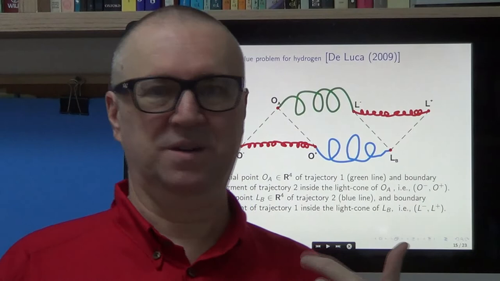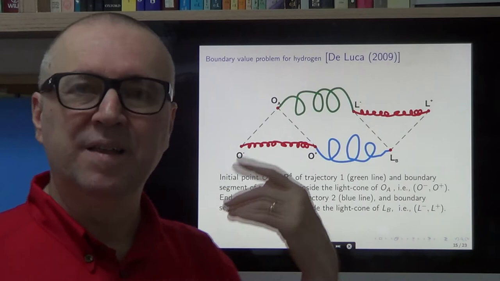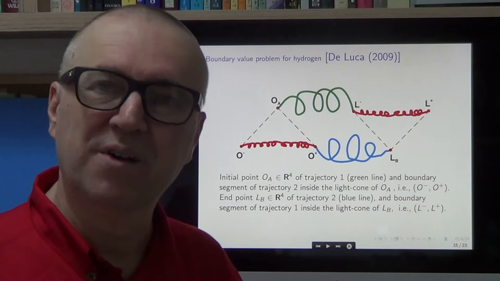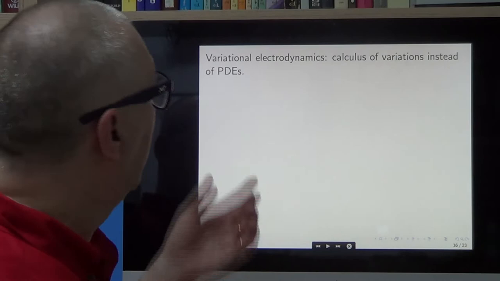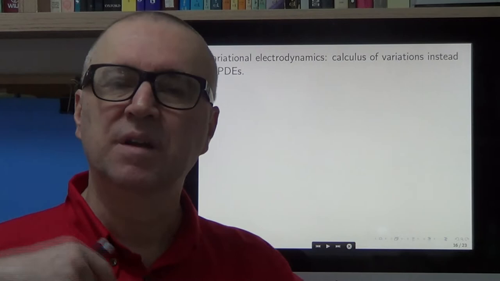And this is discussed in my 2009 paper, and this is how you correct Wheeler's fundamental dynamics to make variational electrodynamics. Now, variational electrodynamics is calculus of variations instead of PDEs. So you're replacing them.